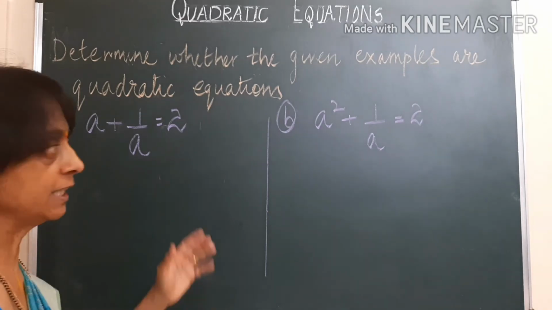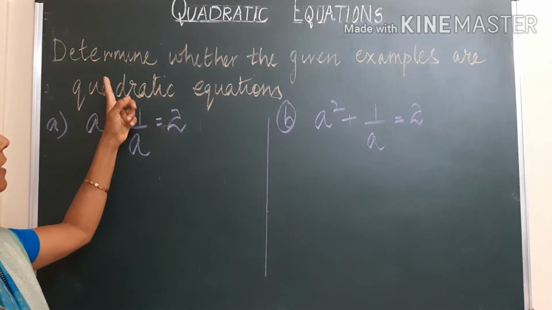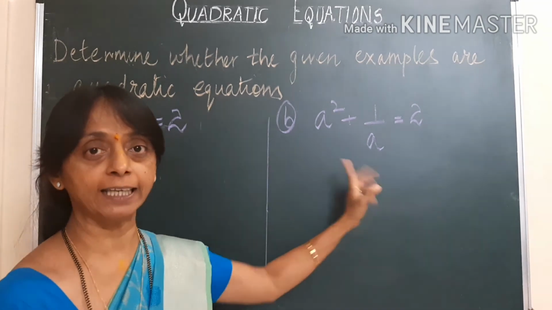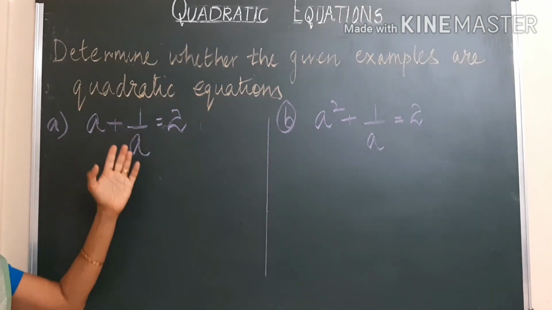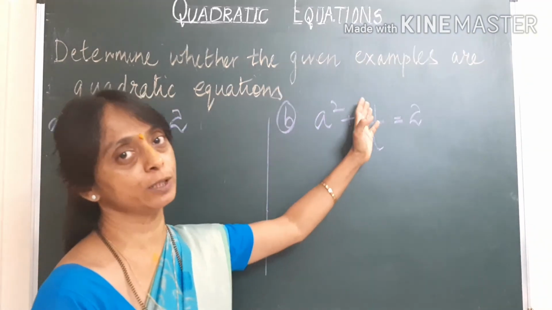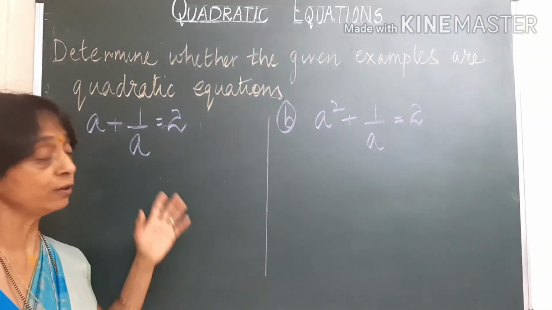Children, now let's proceed with a few more examples. On the board you can see the question: determine whether the given examples are quadratic equations or not. The first one is a plus 1 upon a is equal to 2 and the second one is a square plus 1 upon a is equal to 2. Let's solve the first one and find out if it's a quadratic equation or not.